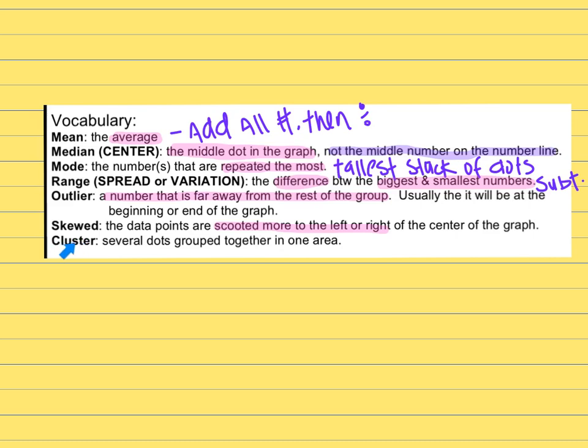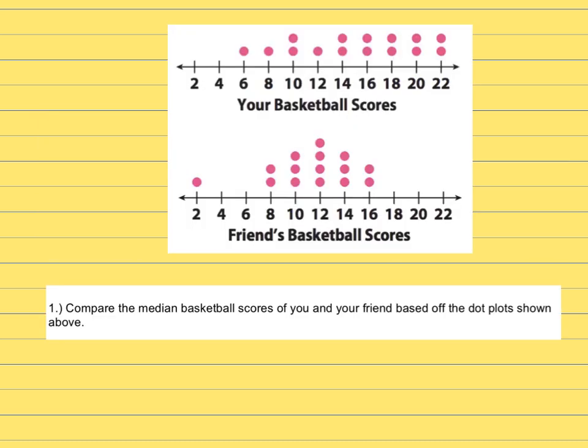Then the last word is cluster. A cluster of stars in the sky basically just means a big group. Sometimes you can have more than one cluster in a graph, but most of the time it's just one. Dots grouped together. So let's take a look at these two dot plots.